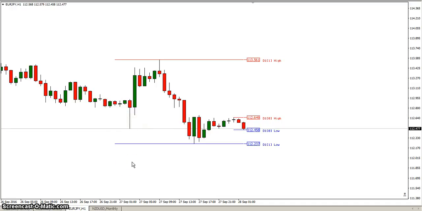So how do you use it? Well, you can use it to do daily breakouts. So if price comes down here to the D1, you know it's breaking out. Not only is it breaking out, it's breaking out of the wick zone. So we can play the breakout.